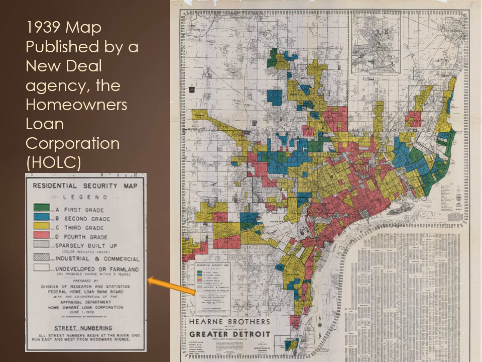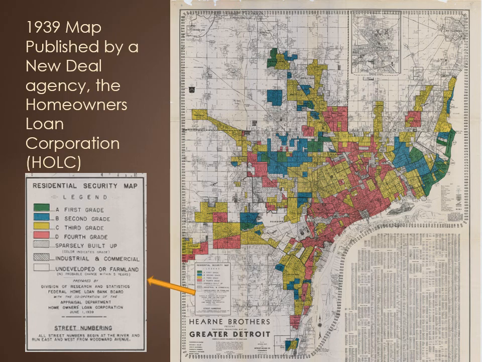The Homeowners Loan Corporation, which was a New Deal agency, published maps of many, many American cities. Here's the one for the Detroit area. Now, this controlled FHA-backed mortgages, Federal Housing Administration mortgages, which was a way for people to borrow money and have the federal government guarantee those loans. It was a path to home ownership.